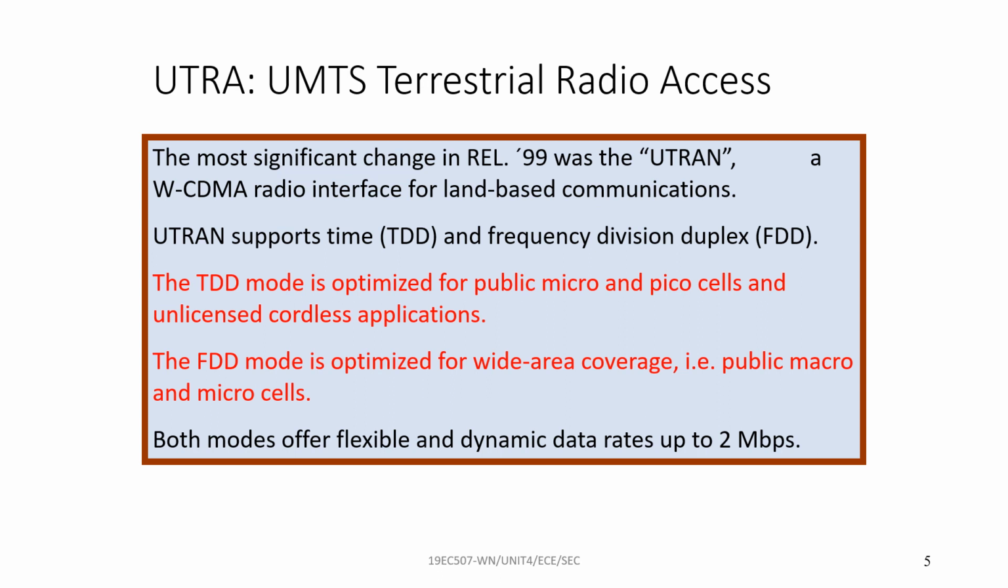As we have discussed in the previous slide, this deploys both TDD and FDD. It can operate in TDD mode, which is optimized for public micro and pico cells, and this has an unlicensed cordless application. Whereas when we operate in FDD mode, this is optimized for wide area coverage, that is the public macro and micro cells. Both these modes help us to provide flexible and dynamic data rates even up to 2 Mbps.